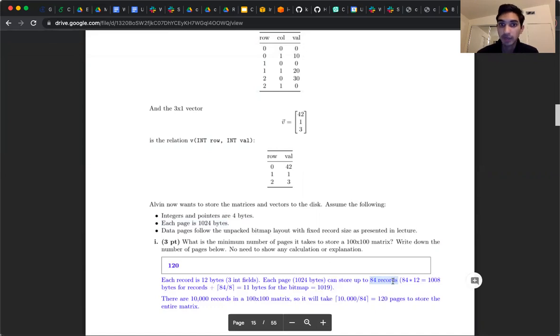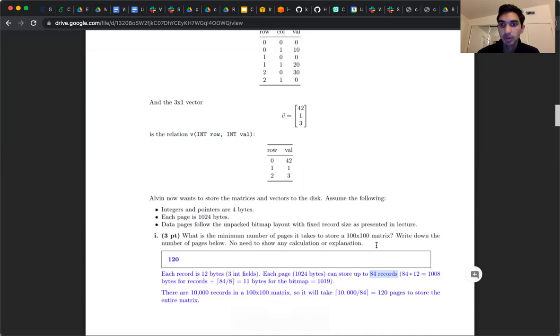How many records do we have in total? We have a 100 by 100 matrix, so we have 10,000 records in total. So the number of pages it takes to store the entire matrix is 10,000 divided by 84, which is 120 pages.